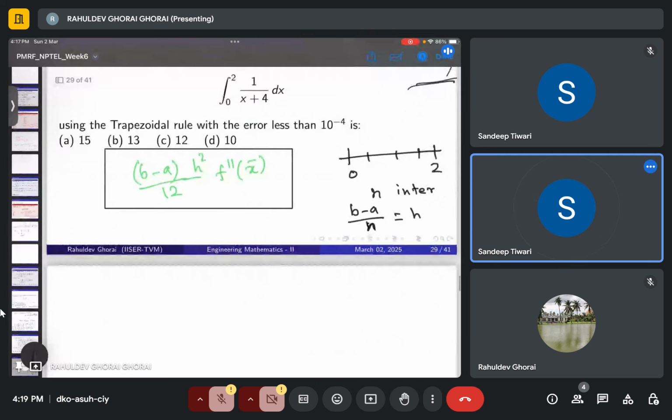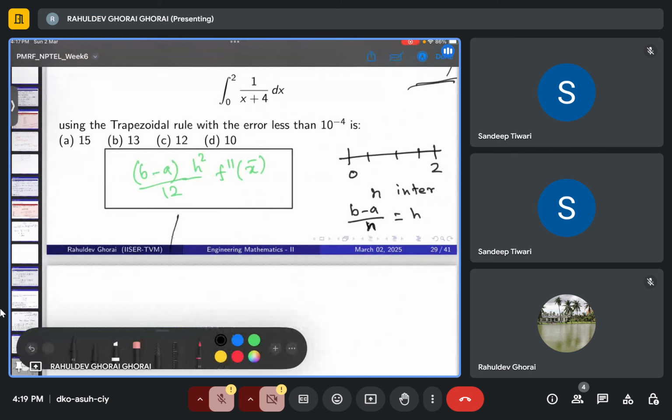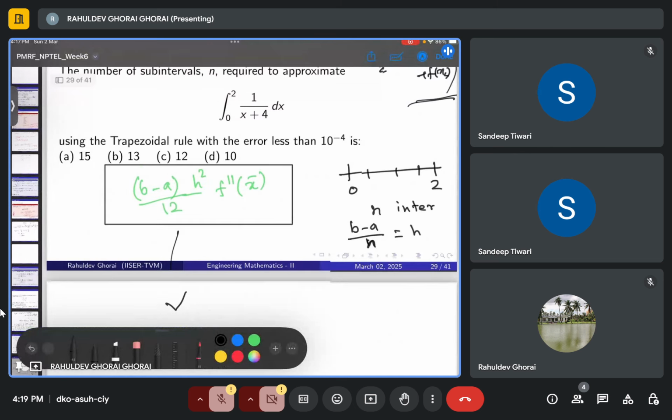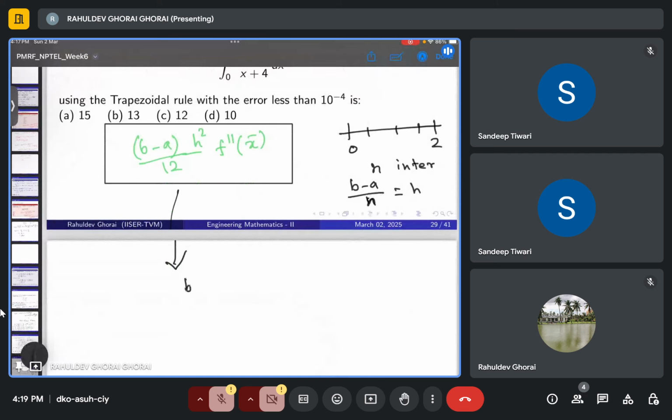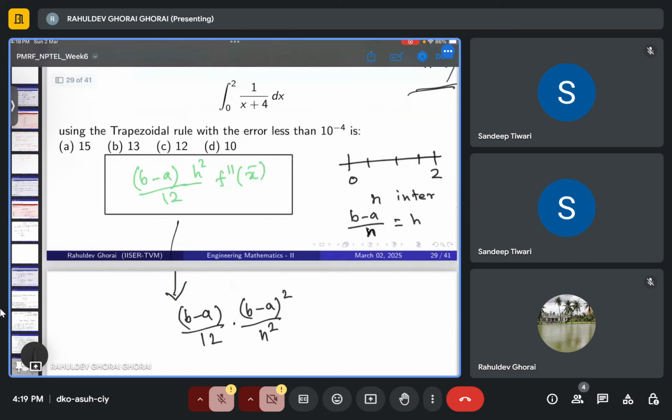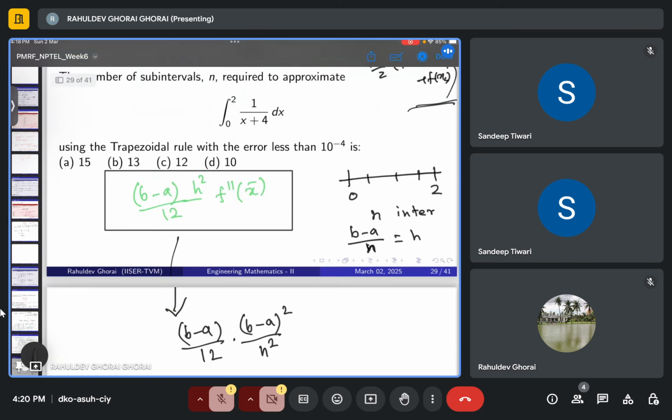Okay. Now, as you said, we'll put in this. So the error is this, we know. So now we know b minus a over 12 times, what is h? H will be b minus a by n. So b minus a whole square over n square. N is the number of intervals which we need to find out, right? N square. So the error is less than 10 to the power minus 4. What's the meaning of that? It has to be less than or equal to 10 to the power minus 4.